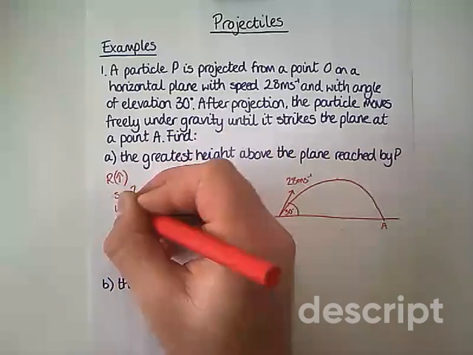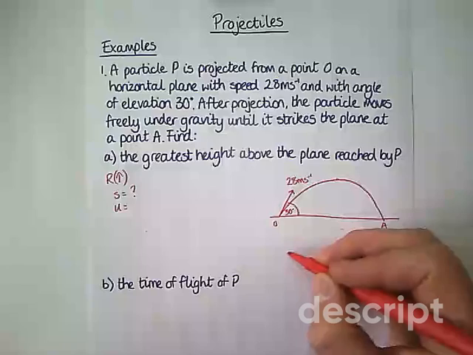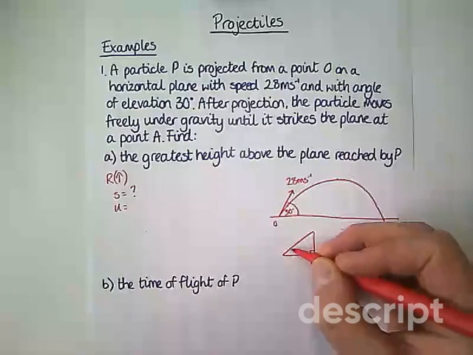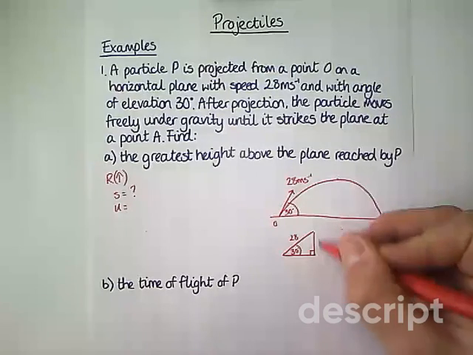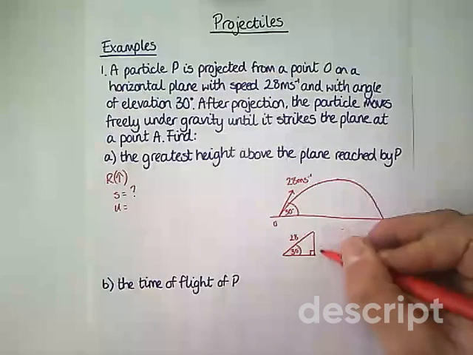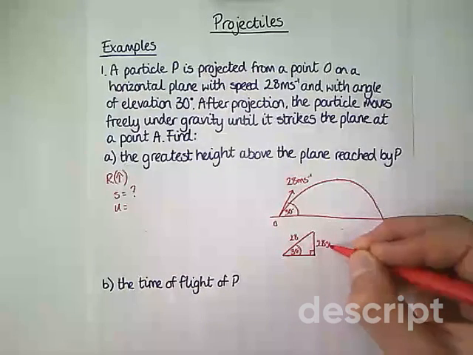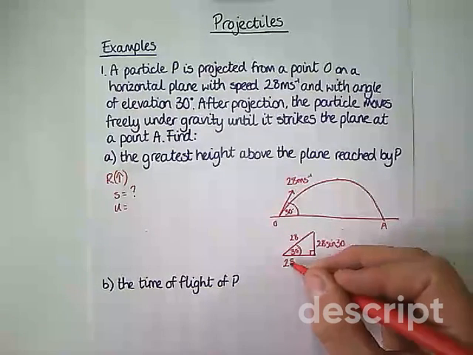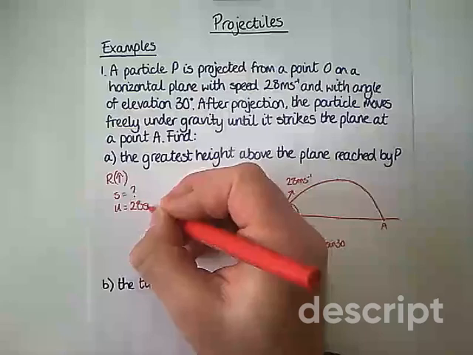Now our initial vertical velocity, this speed has a vertical and horizontal component. So if I was just to draw this out as a right angle triangle, we would have 30 degrees here, 28 would be our hypotenuse. We have a vertical component and horizontal component. Now the vertical component is the opposite side of that triangle, that would be 28 sine 30. And the horizontal component, which we may use later, would be 28 cos 30, because that's the adjacent side. So we're going to use this one, the 28 sine 30.